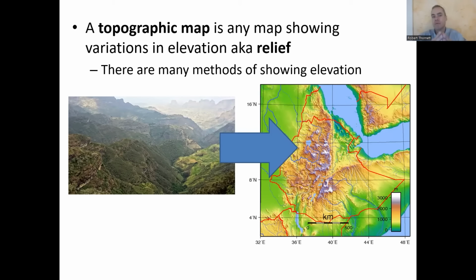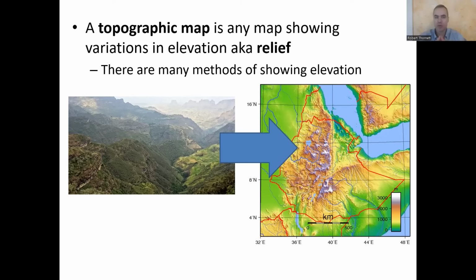A very common and very, very useful type of map is a topographic map. A topographic map is any map that shows ups and downs, shows the elevation across a region, the variations in elevation. This is Ethiopia, and you can see the Ethiopian highlands there have a lot of variation. And that's known also as relief. A relief map is an elevation map. It shows how much the landscape is extruded up above sea level like that.